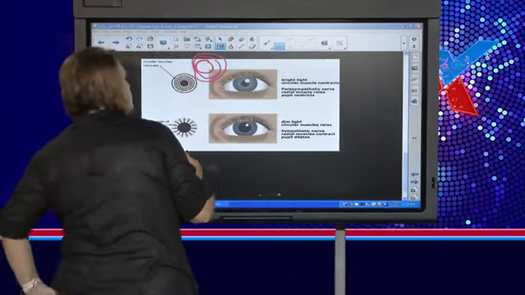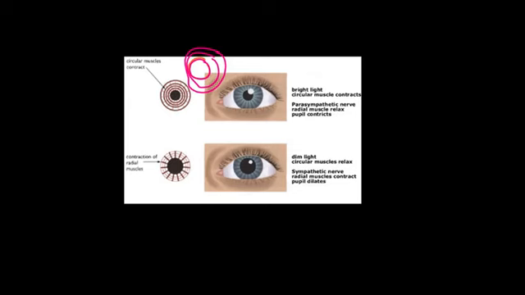So we've got circular muscles and then we've got radial. What does radial mean? They go outwards. When you draw a circle, the radius is half of the diameter. Radial means outside. So what do the irises do?